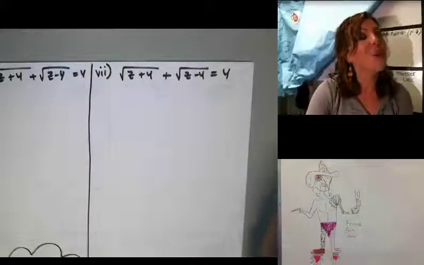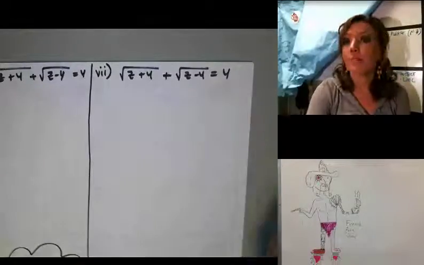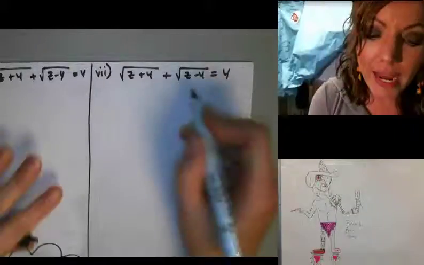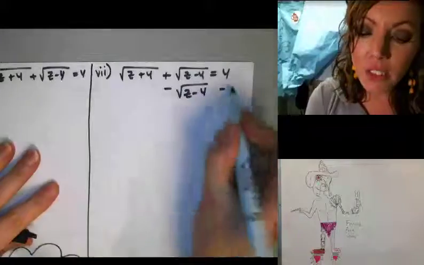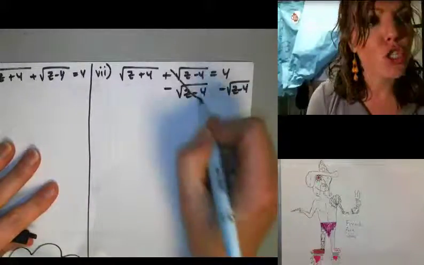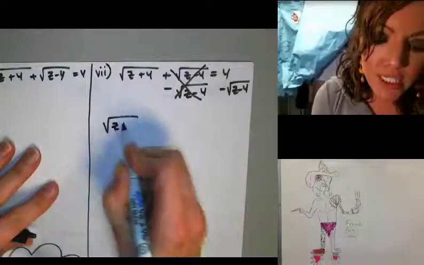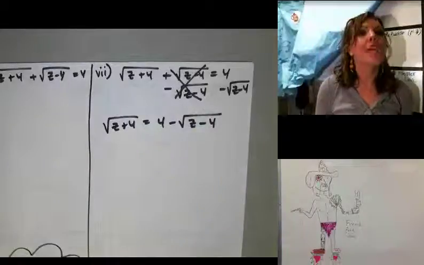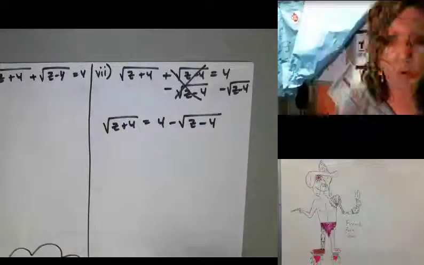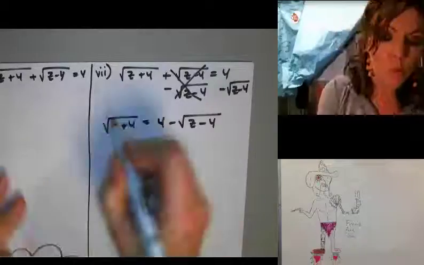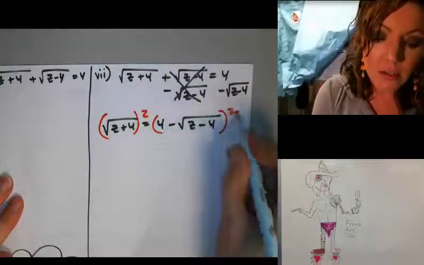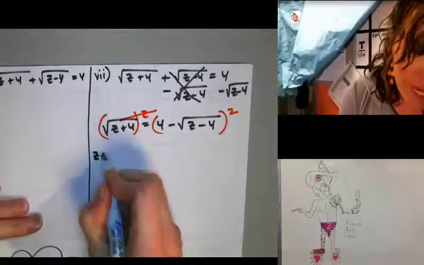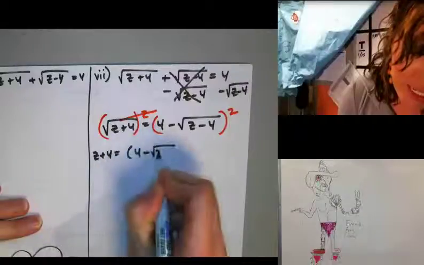So what do we do? Subtract. Good. Let's subtract one of the radicals. Doesn't matter which. So we have root z plus 4 equals 4 minus root z minus 4. Now that it's as balanced as it's going to be, we're going to square both sides. Those cancel out, and on the right-hand side, we have 4 minus root z minus 4 times 4 minus root z minus 4.